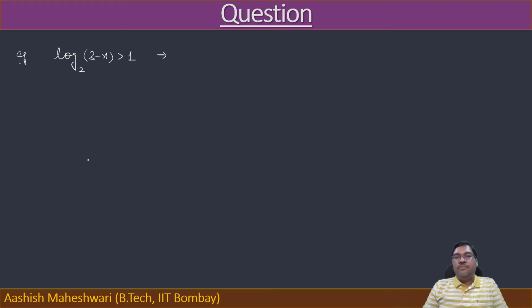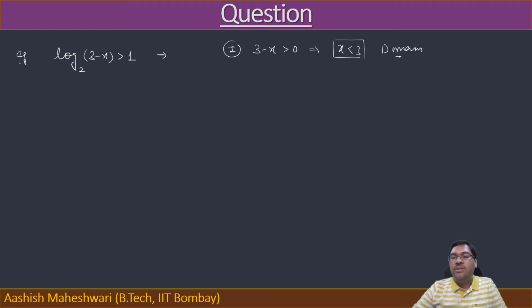Now first thing, when you are solving any logarithmic inequality, you have to keep in mind the domain, right? So the first condition is 3 minus x should be greater than 0. Why should 3 minus x be greater than 0? Because otherwise this log will not be defined. So here you can say x should be less than 3. This is the condition for the domain. That means we can accept only those values which are in this range, x is less than 3, right?